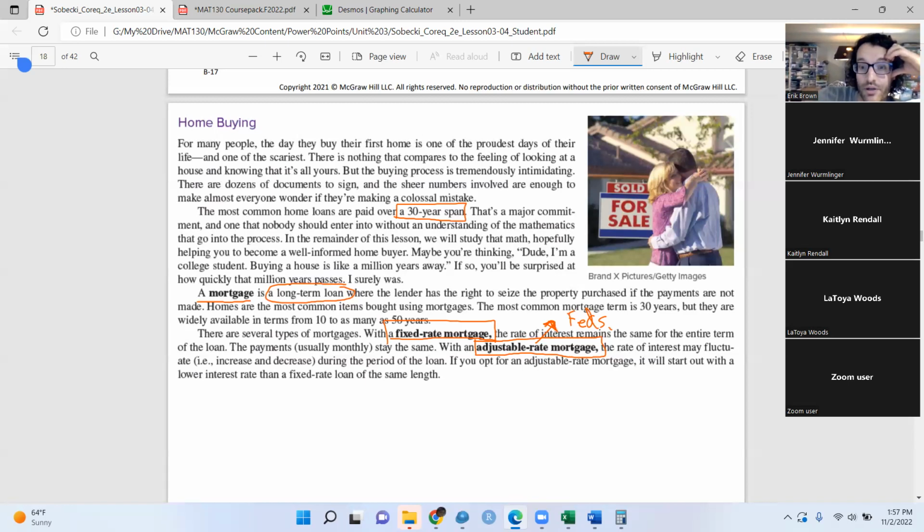And that's what happens with this adjustable rate mortgage. If you have that kind of mortgage and the feds raise the interest rate, your interest rate's going to go up, which means your mortgage payments are going to go up. So that's a scary one.